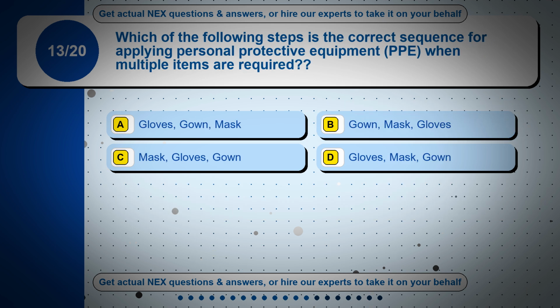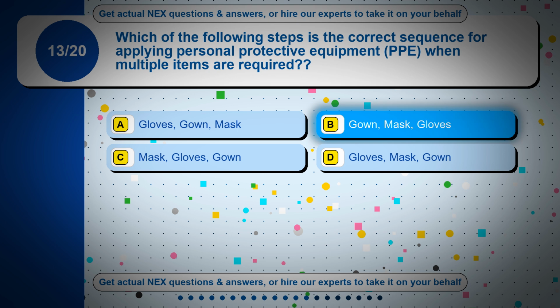Question 13. Which of the following steps is the correct sequence for applying personal protective equipment, PPE, when multiple items are required? Option A, gloves, gown, mask. Option B, gown, mask, gloves. Option C, mask, gloves, gown. Option D, gloves, mask, gown. The correct answer is option B.